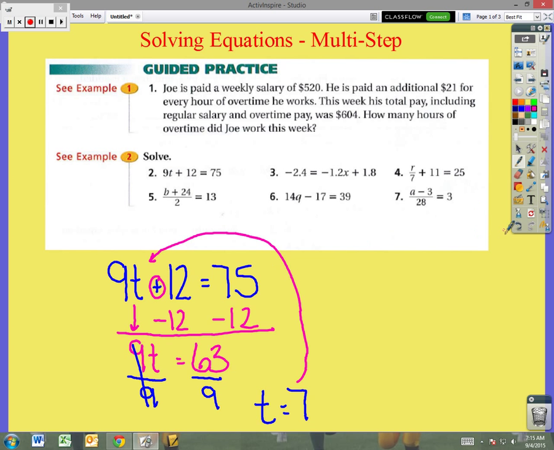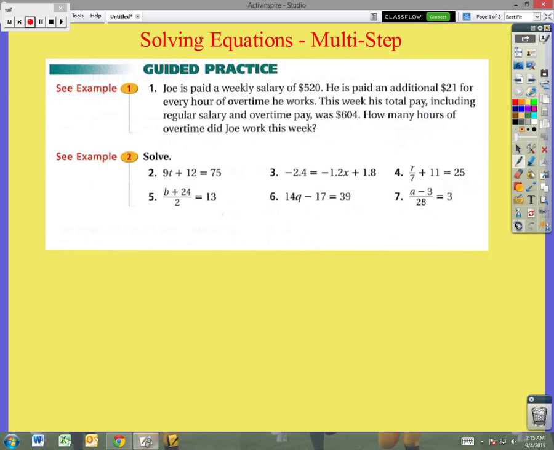All right, now I want you guys to try one on your own. Now, whoever the sub is, sorry I don't know your name, how about you guys do number 6? So let's start with 14 times q, 14q minus 17 is equal to 39. All right, pause the video here a second. 14q minus 17 equals 39. See what you get. All right, I wish you well.